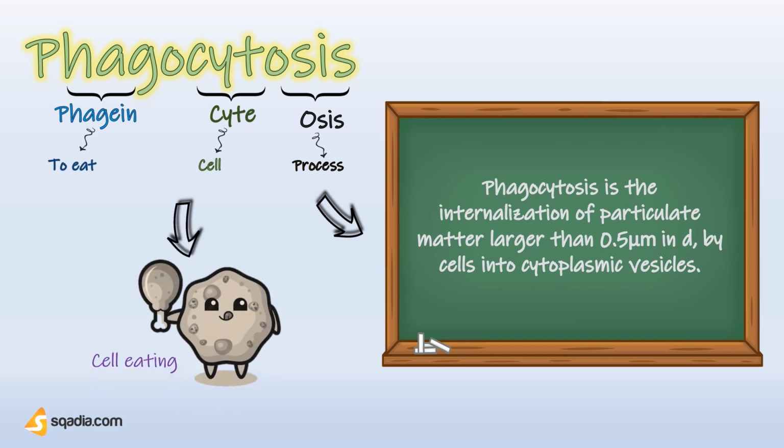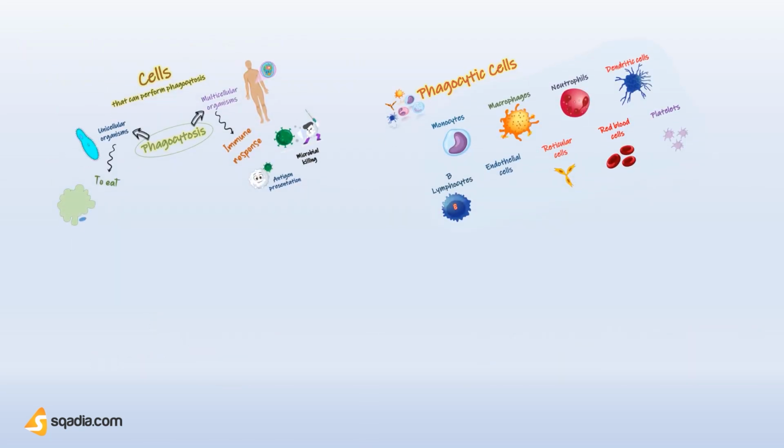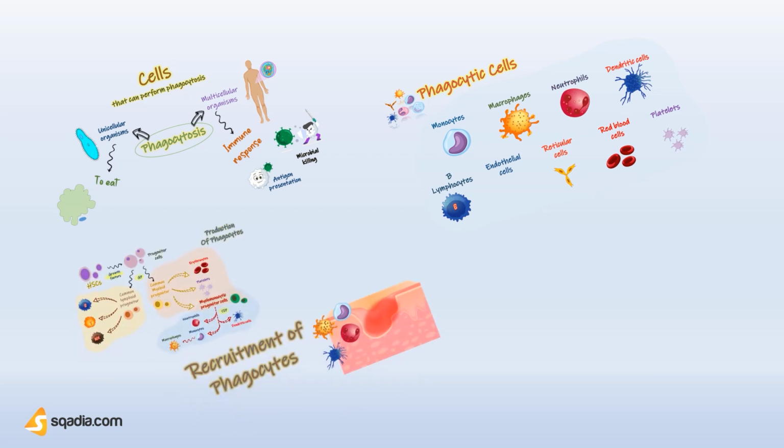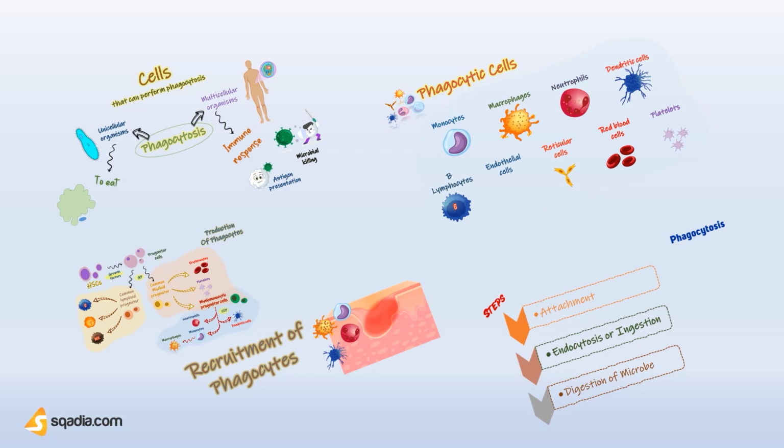So, in this video, we will learn about what type of cells undergo phagocytosis, what are the types of phagocytic cells, how these cells are produced and recruited to the site of infection, and lastly, we will understand a detailed mechanism of phagocytosis. So without wasting any time, let's dive in.